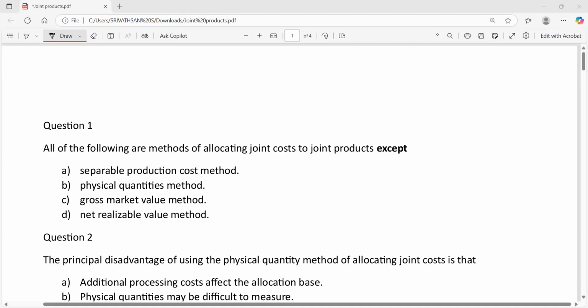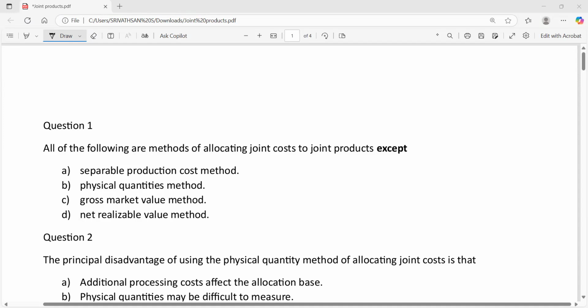In this video, we are going to discuss a few MCQs on joint products for CMA US Part 1. Before starting with the questions, let's quickly discuss what is a joint product. Joint product refers to two or more products that are produced from the same process.